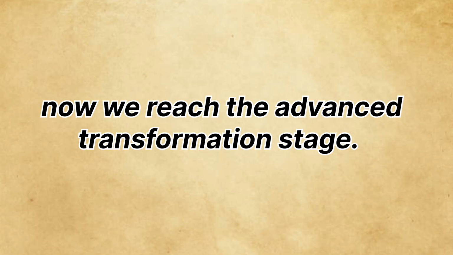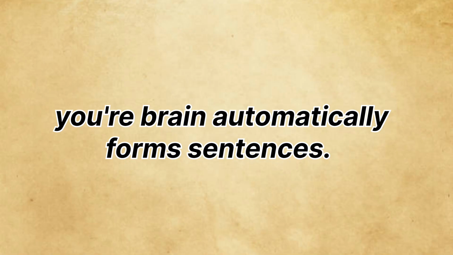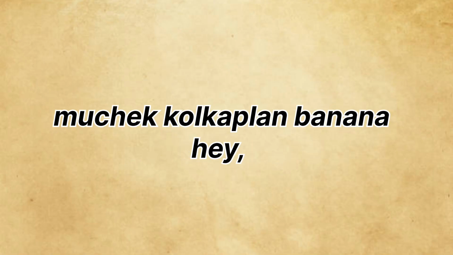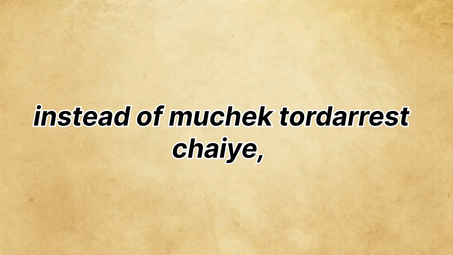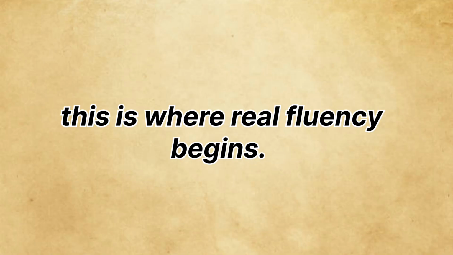Now we reach the advanced transformation stage, thinking in English. This is the stage where you no longer translate. Your brain automatically forms sentences. For example, instead of thinking, "Mujhe kal ka plan banana hai," you think, "I need to plan for tomorrow." Instead of, "Mujhe thoda rest chahiye," you think, "I need some rest." This is where real fluency begins. And it only happens with daily practice.